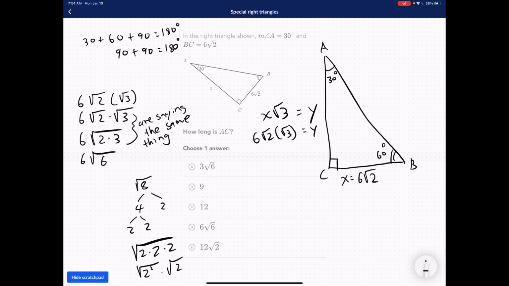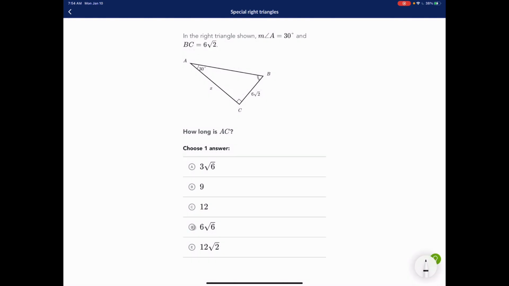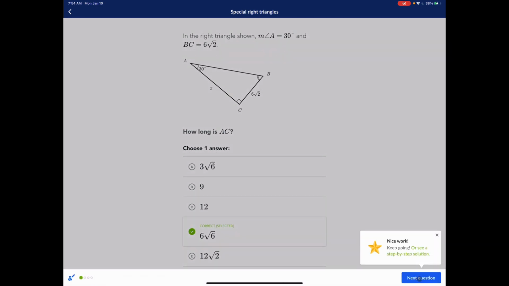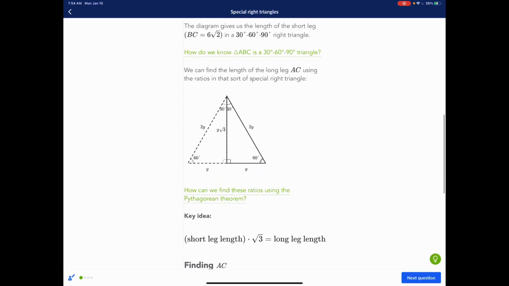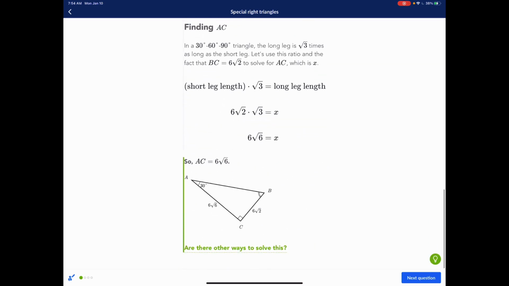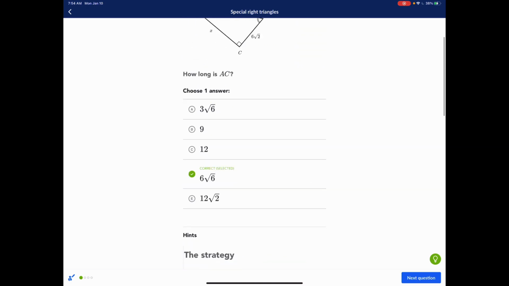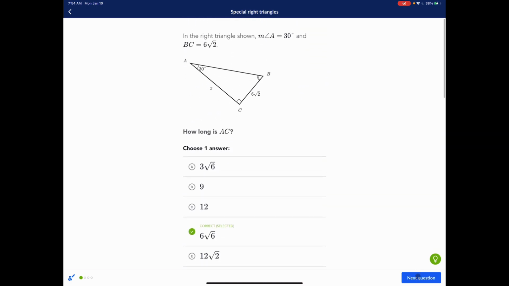Okay? So my answer is, as you can see, this x, which we said was y because I didn't want to confuse this x with that x, is in fact 6 squared of 6 squared of 6, which is 6 squared of 6 right here. So we're going to click on that, and then we're good, okay? And we can see a step-by-step solution if you like. You can scroll down and you can look at the explanation if you would like as well, okay? All right, let's go to the next one.